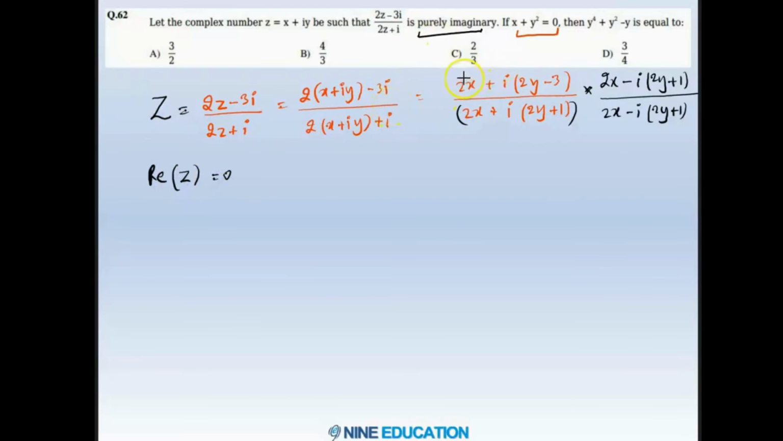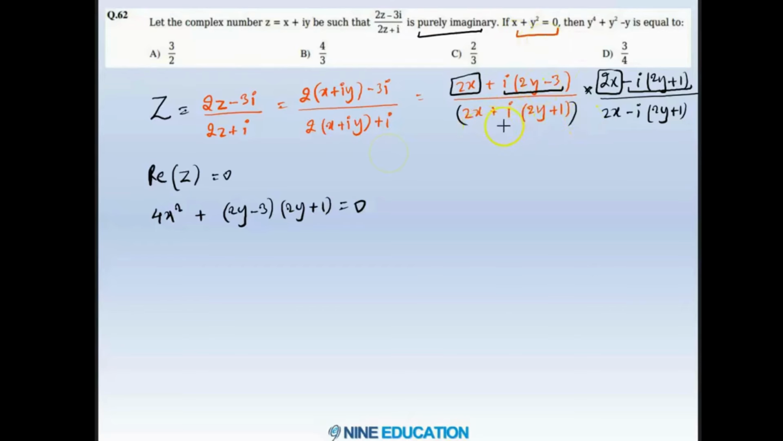And we know that to get the real part we need to multiply real into real, so 4x square, and then imaginary terms into imaginary terms. So this i(2y minus 3) and minus i(2y plus 1), when they multiply, it will be minus i square, which is plus basically, and (2y minus 3) into (2y plus 1) is equal to 0. You can skip the remaining calculation, because the simple thing is the real part has to be equal to 0. So we are only focusing on the real part.